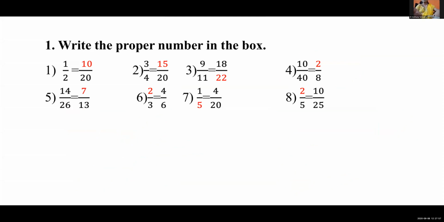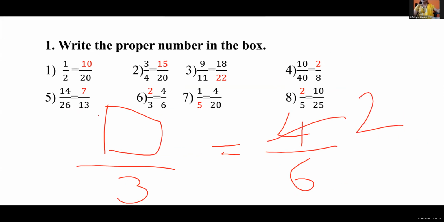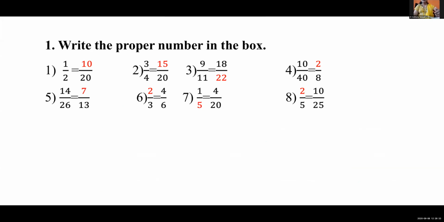Now see. Empty box upon 3 and 4 upon 6. Now, in which table do 4 and 6 come? 2 ones are 2, 2 twos are 4, 2 threes are 6. Already 3 is there. So what will come in the box? 2. That's what we need. 2 upon 3. So 2 upon 3 and 4 upon 6 are both equivalent fractions. I hope everyone understood this question. Everyone understood? So we'll move forward.